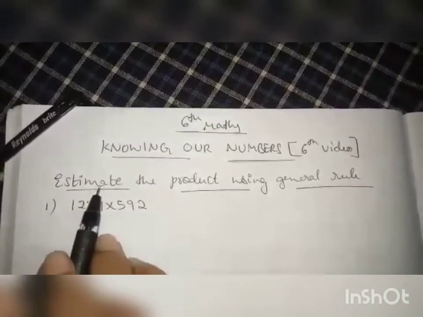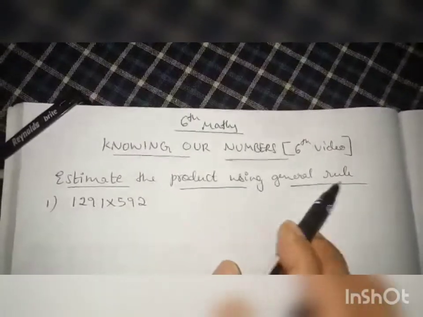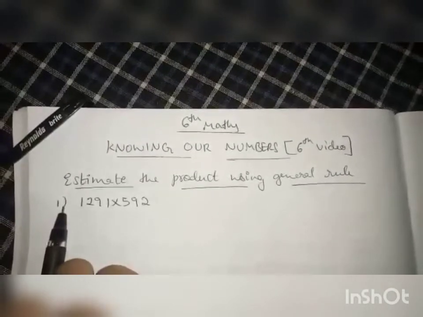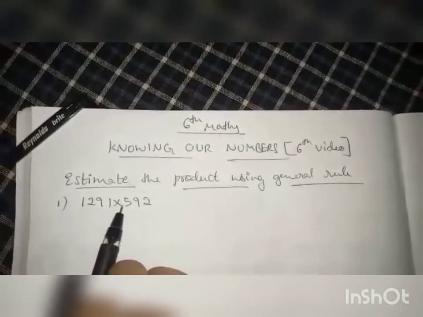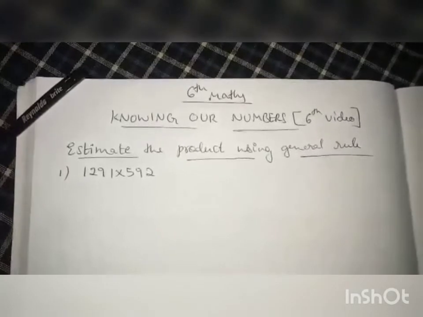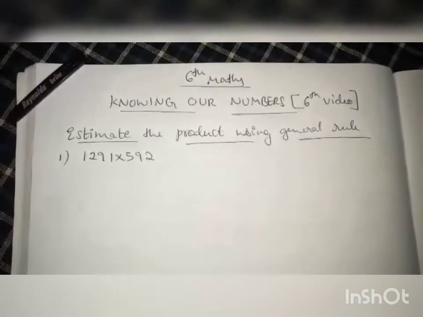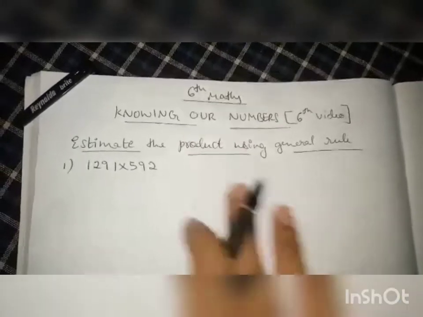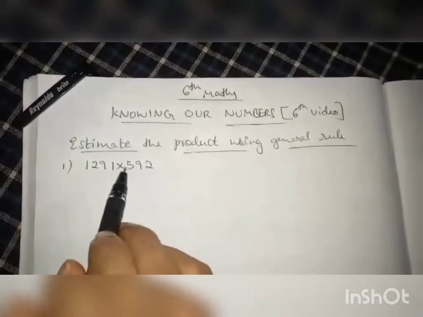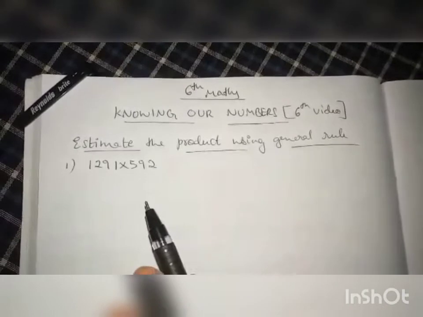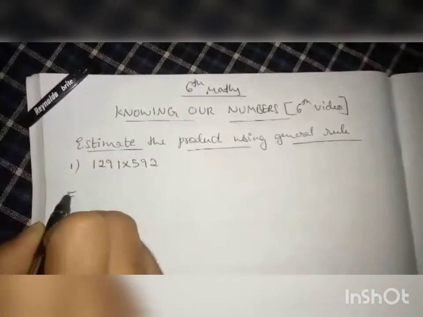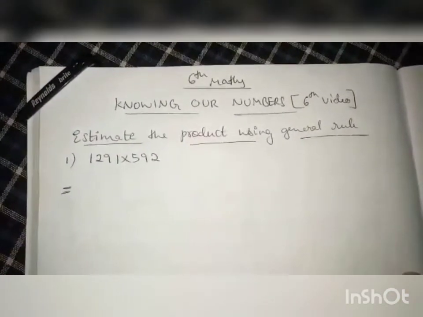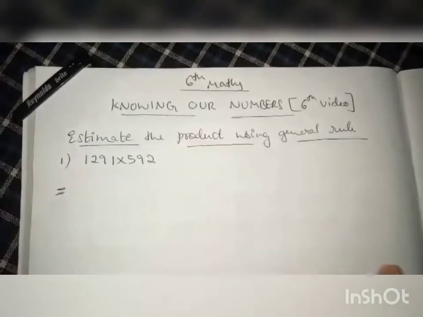So first question, estimate the product using general rule. First question, 1291 into 592. In the previous class we have studied how to round off numbers and how to estimate when adding. Here also you have to round off these two numbers, then you have to find the product. So first we'll check and see.